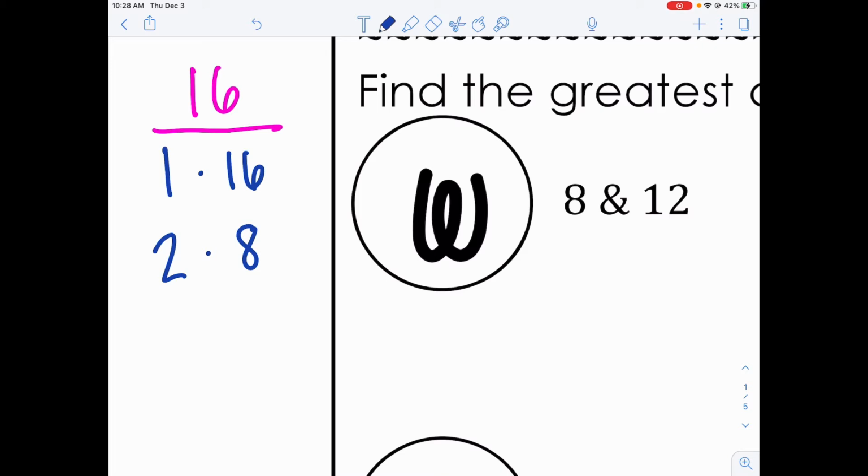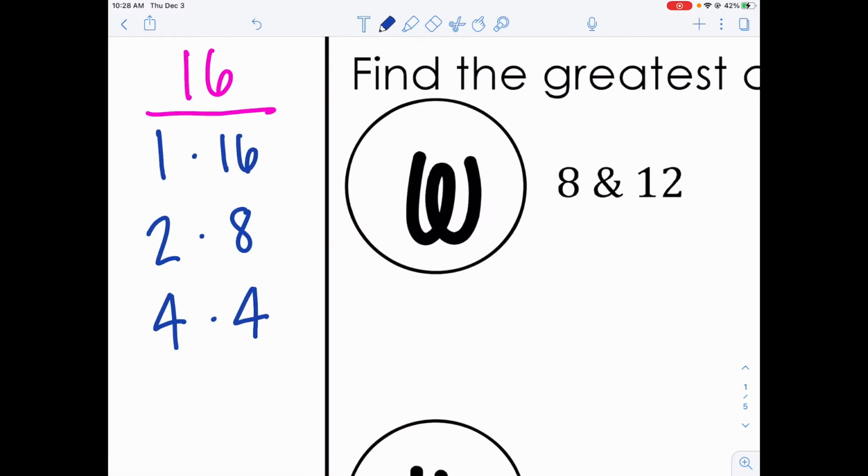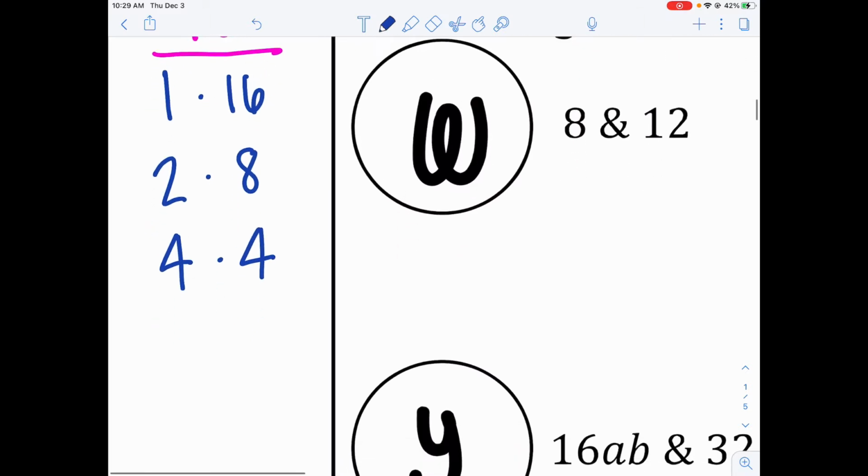3 does not go into 16, so 3 is not a factor of 16. 4 goes into 16, so 4 times 4 is a factor of 16. 5 doesn't go into 16, 6 doesn't go into 16, 7 doesn't go in. I already have 8 written down. And then 9, 10, 11, 12, 13, 14, 15, none of them go in either. So these are the factors of 16, and if you were asked to write them, you would simply write the factors of 16 are 1, 2, 4, 8, and 16.